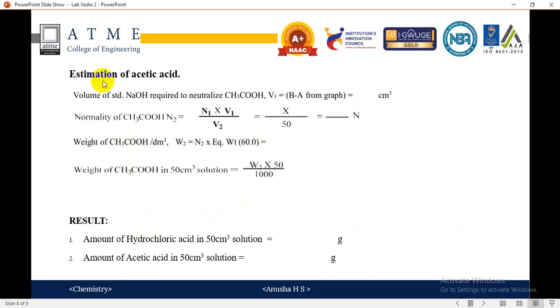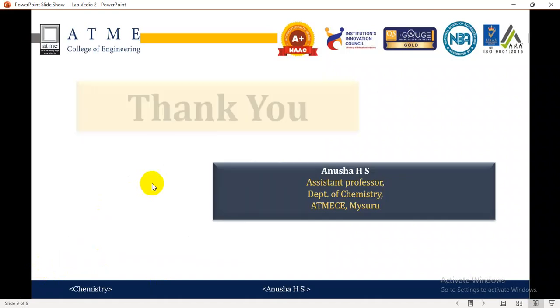In a similar way, for the estimation of acetic acid, the volume of NaOH is obtained from the graph as B minus A. Then take the normality of the standard NaOH solution and substitute the values. We already know the equivalent weight of acetic acid, so substitute the values and calculate the weight of acetic acid in 50 cm³ of solution. The final result is the amount of hydrochloric acid in 50 cm³ of solution and the amount of acetic acid in 50 cm³ of solution. Thank you.